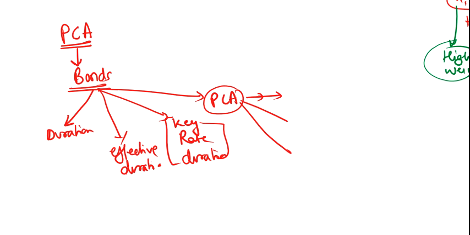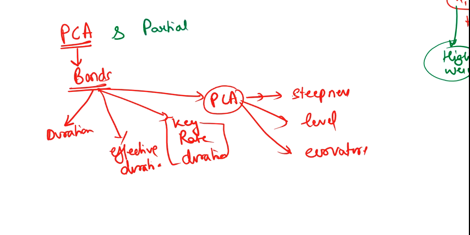Three factors which we have discussed earlier, I think it was in part 1, were steepness of the curve, then level of the curve, and curvature, clear. So principal component analysis also comes under the supervised learning. Now apart from the PCA, there is one more method, that is partial least square regression. Write down partial least square regression.